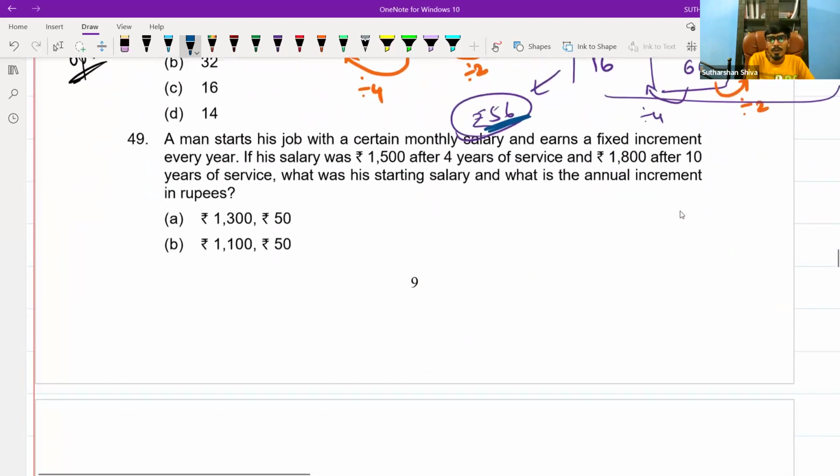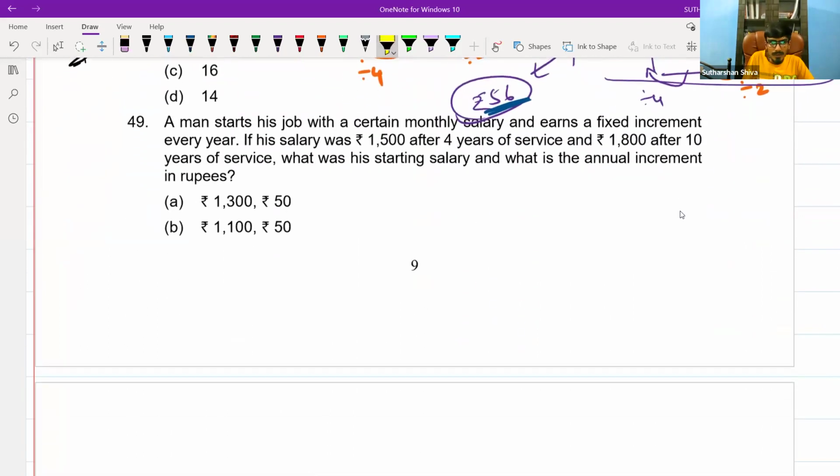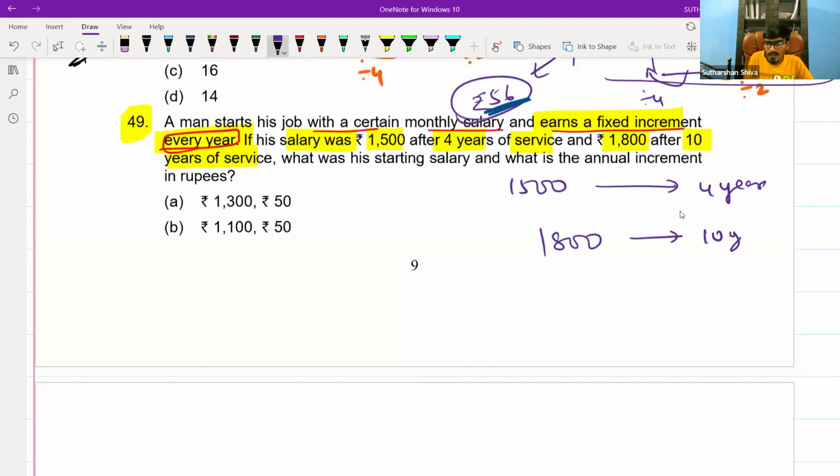Okay. Then question number 49. A man got his job at a certain monthly salary and earns a fixed increment every year. That's the key point. His salary was 1,500 after 4 years of service and 1,800 after 10 years of service. What is the starting salary and what is the annual increment in rupees?